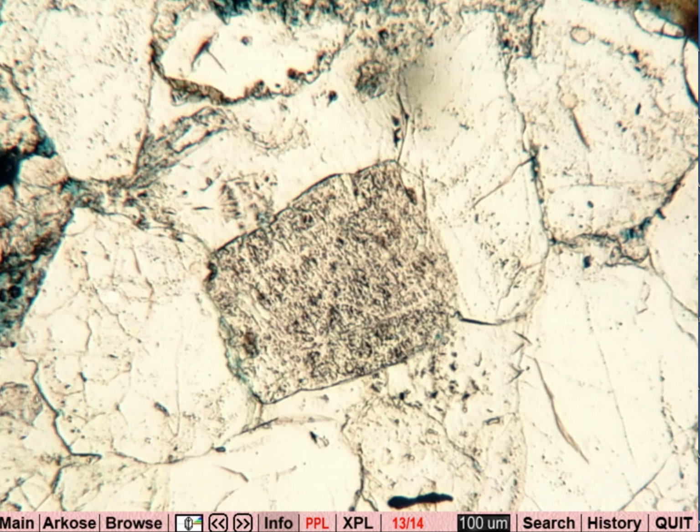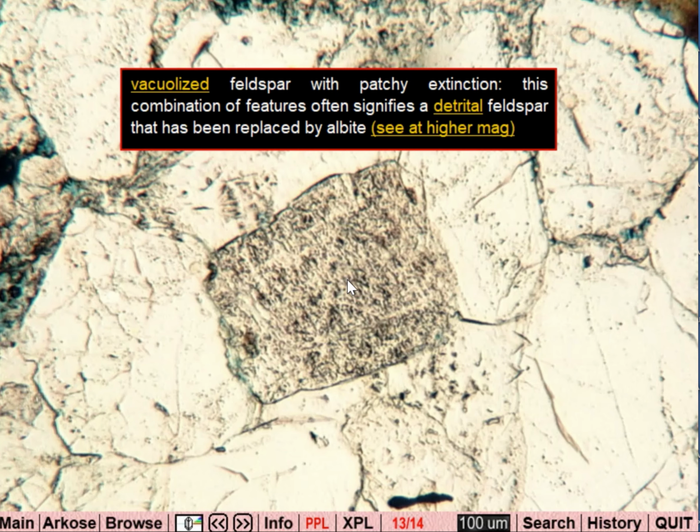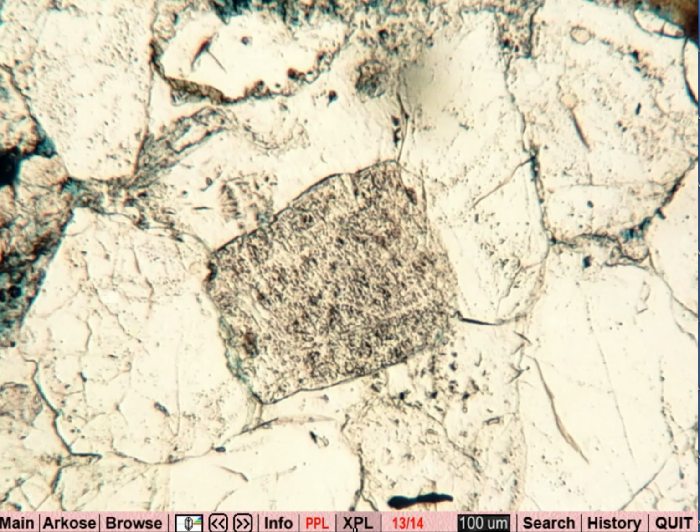Okay, check out all these different grains here, and we can look at this in PPL or XPL. We'll look in PPL first. We're going to find that there's a lot of quartz in this image. And then in the center, what do you think that is? There it is. It's a feldspar. It's got vacuoles forming, patchy extinction. It's starting to become replaced by albite.